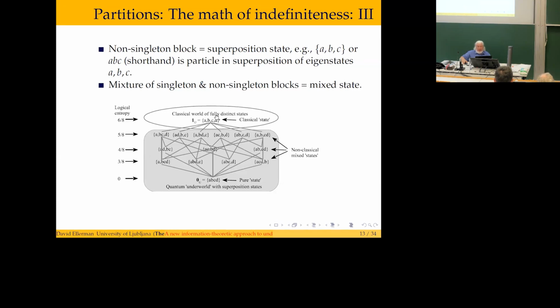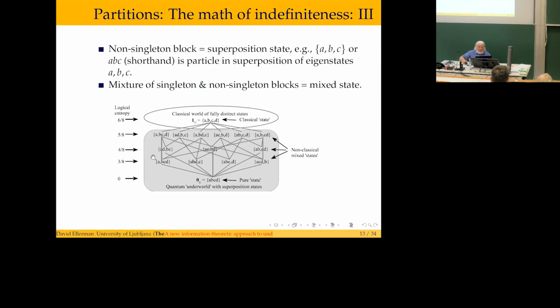But the classical realm is the discrete partition, and what characterizes the classical realm is that everything is distinguished. Every state is in a singleton. All the states are in singletons, so that partition distinguishes them from each other. And we'll see in a minute how it satisfies certain notions of classicality.